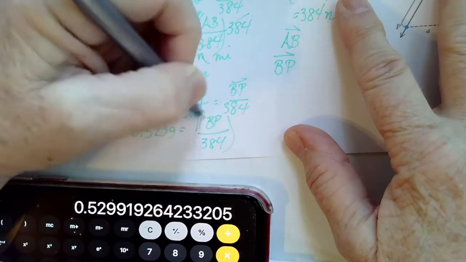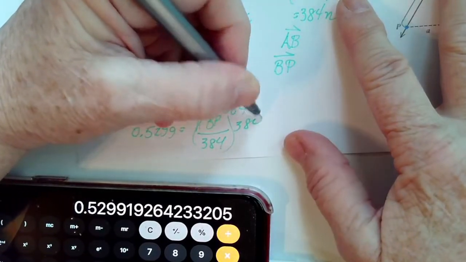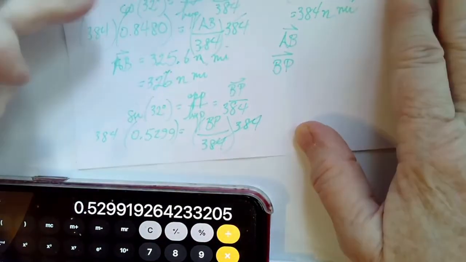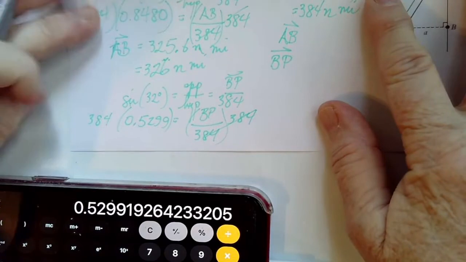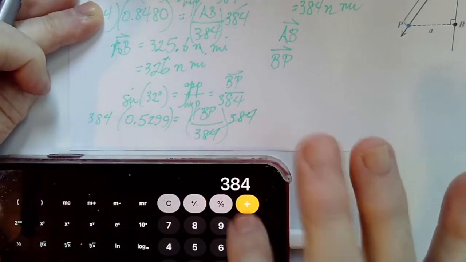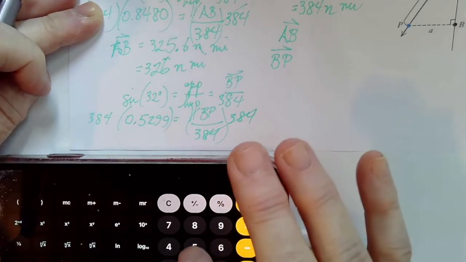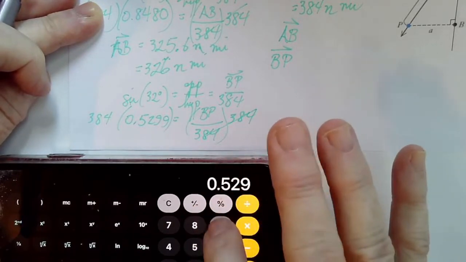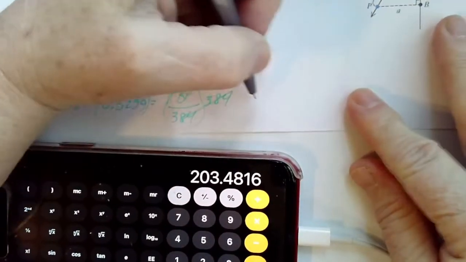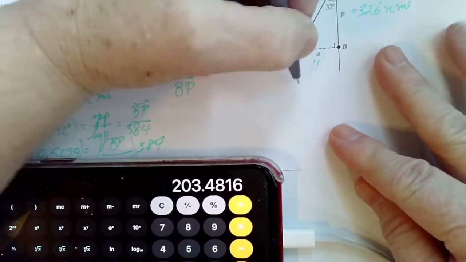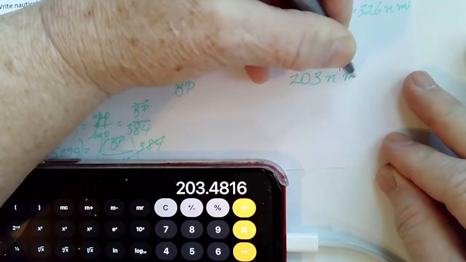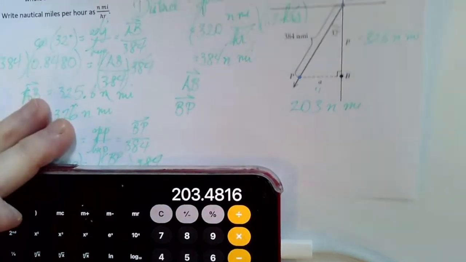And if I multiply both sides by 384, on the right, I get the distance BP, and on the left, let's see what we get. 384 times 0.5299. We get that this distance is approximately 203 nautical miles. We're rounding to the nearest nautical mile.